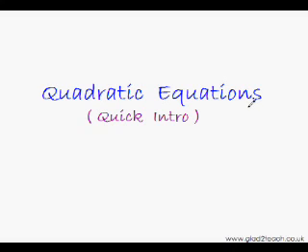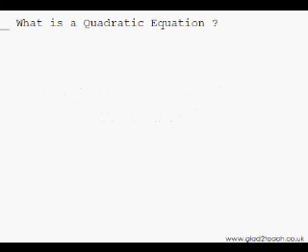Quadratic equations, as you know, are the most important type of algebraic equations. So in this video of Glad to Teach, we are going to have a quick introduction to quadratic equations. That is, in the next 10 minutes, I will try to cover all the important points that you must know about quadratic equations. So here we go.